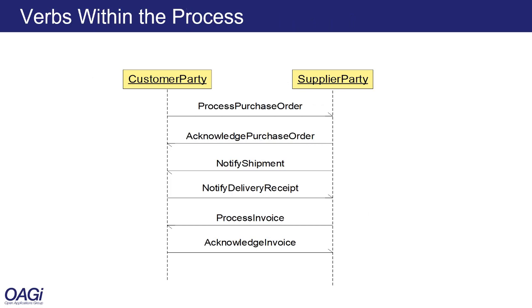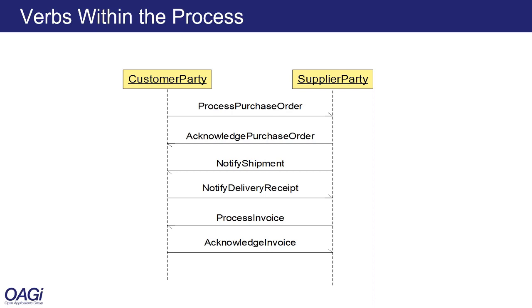These verbs are used in combination with nouns to imitate common business patterns for business transactions and business processes. What do I mean by pattern? Let's take a look at this customer party, supplier party. This is a very typical supply chain or ERP process between two parties that are doing business together. We have a process purchase order going across the top, which elicits from the supplier a response message coming back that says they acknowledge the purchase order. They have received that purchase order and are processing it.